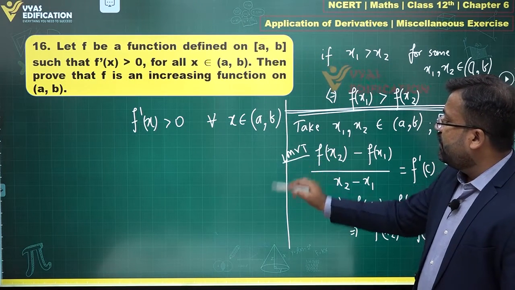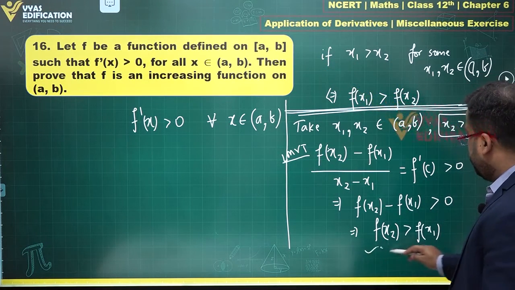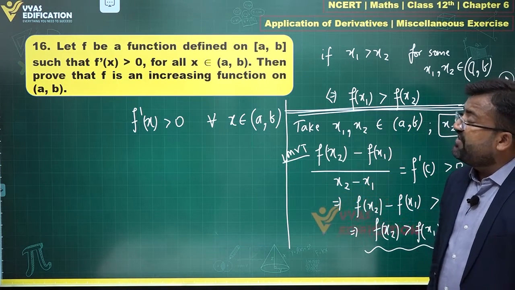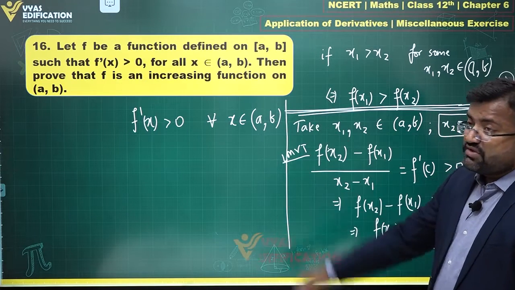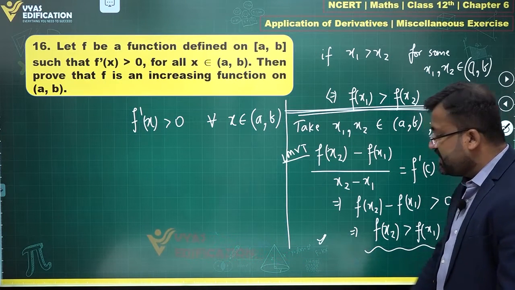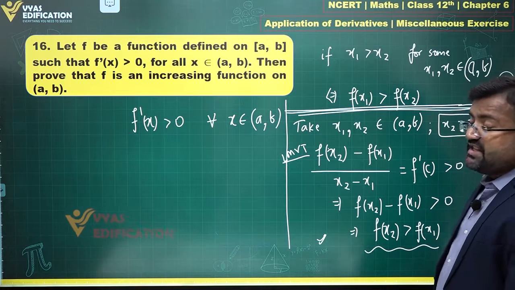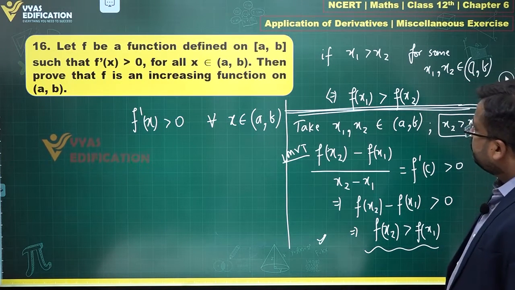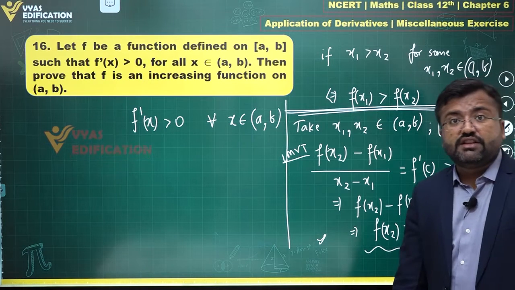This is a simple approach of proving this, and therefore that's the complete proof, right? To then prove that f is an increasing function. Here we are not using the derivative, we are doing it directly with the basics of LMVT, right? LMVT is something that we have covered in the previous chapter, right? So that's all that you have in this question.